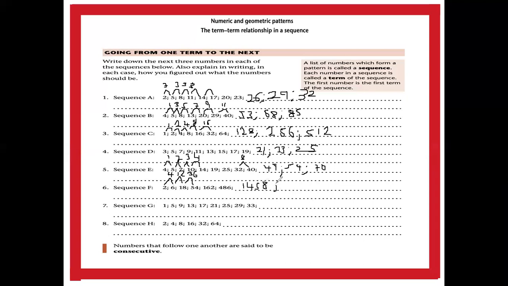Then the next one, if we times 1,458 by 3, we get 4,374. And if we times that by 3, we'll get 13,122.